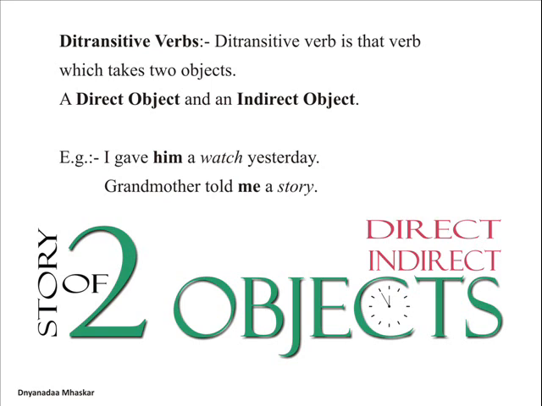Now we need to understand which is to be considered the direct object and which the indirect object. A watch can be given to you, but you cannot be given to a watch. So watch is the direct object, him is the indirect object. Similarly, in the second one, you cannot be told to the story, but a story can be told to you, and hence story is the direct object and me is the indirect object. Are you getting me?